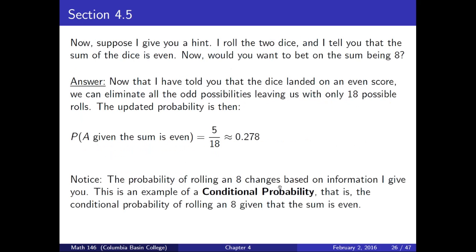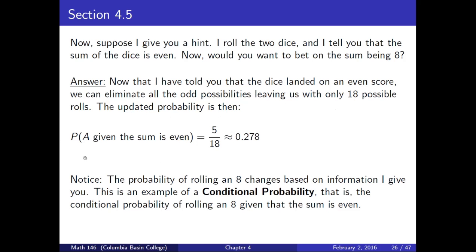Now, what if I gave you a hint or some information? I said, okay, I rolled the 2 dice. The sum of the dice is even. Now, would you want to bet? See, what's happened here is I've told you that the dice land on an even score, so I can eliminate all the odd possibilities. There's 36 ways to roll 2 dice, but I've just eliminated 18 of them. So now there's only 18 possible ways that the rolls could have ended up, because there's only 18 even rolls.